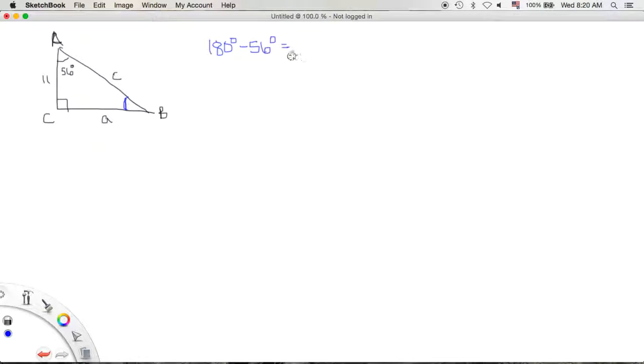And 90 degrees, sorry. So we subtract all those and we get 34 degrees, and that's angle B. So a triangle is 180 degrees, which means a right triangle has a 90-degree angle there. So the other two angles, the acute angles, have to add up to be 90 degrees. So we can find the other angle if we know one of them.